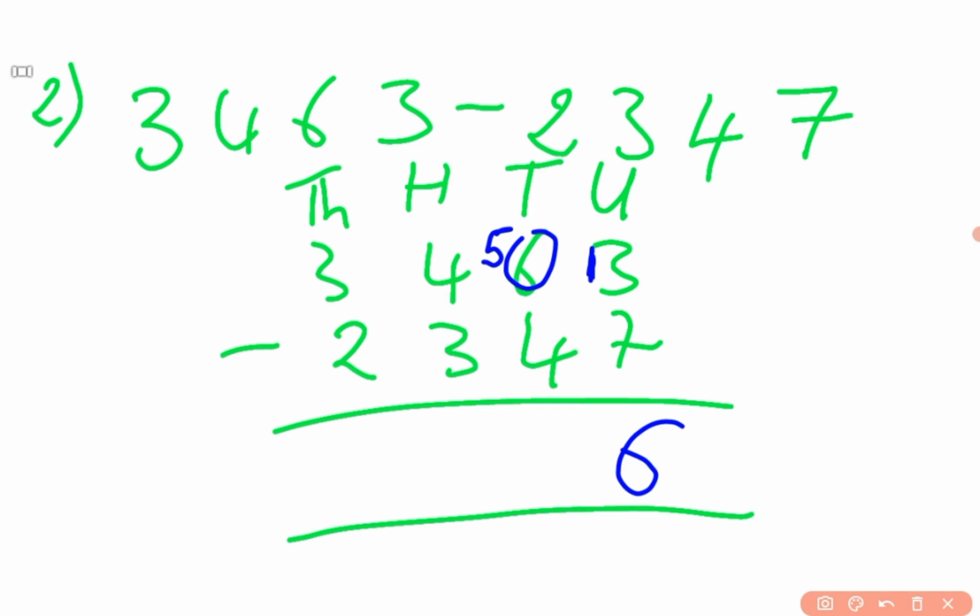5 take away 4 is 1. 4 take away 3 is 1. And 3 take away 2 is 1. And this is your final answer. So that now brings us to the end of subtraction. We will now move ahead to the third rule in mathematics, the multiplication rule.